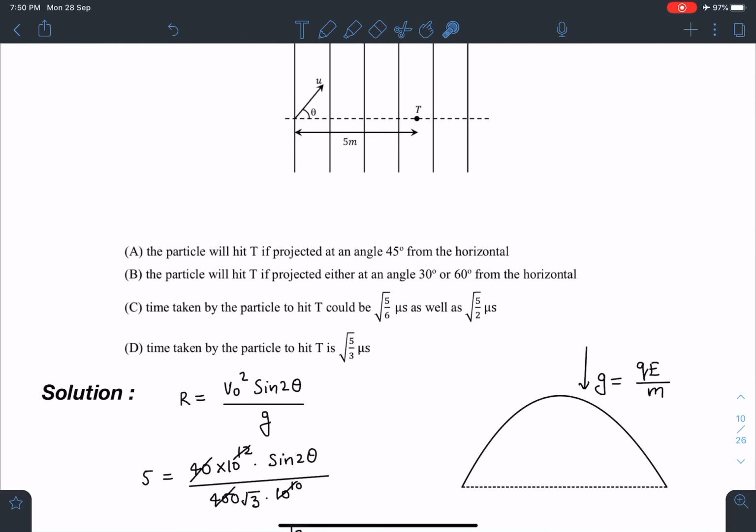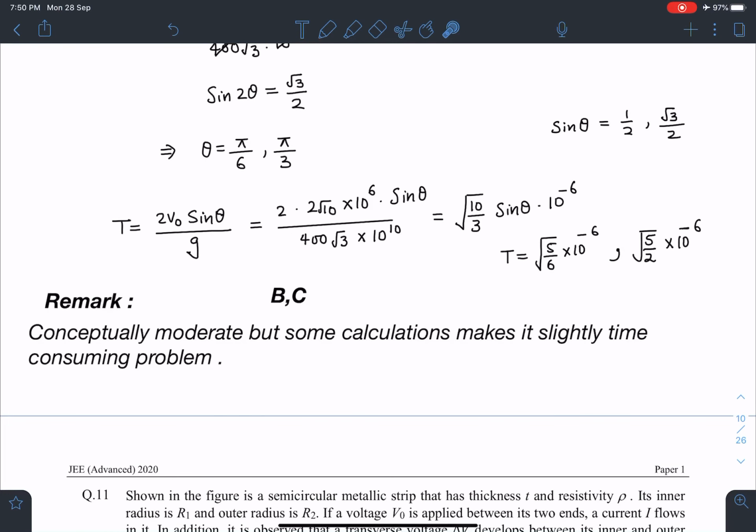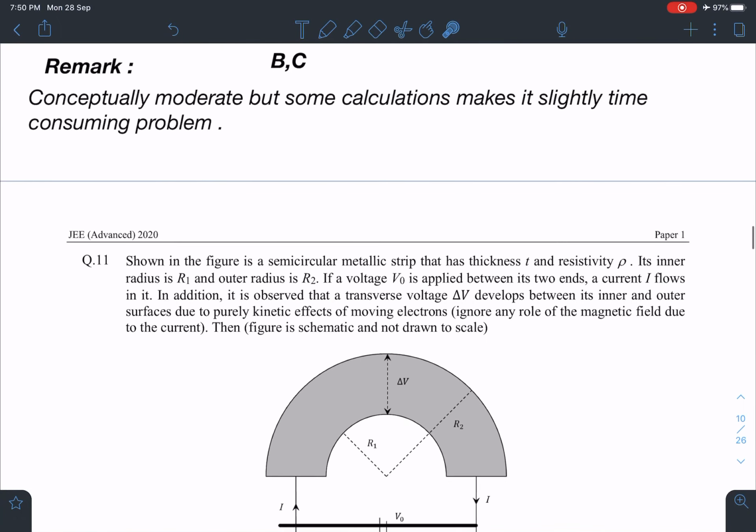So here I can say B and C is the right answer for this problem, and my view of this problem is conceptually moderate, but some calculation makes it slightly time consuming. But overall it is a doable problem in the exam. You must not miss marks in such problems. The next one.